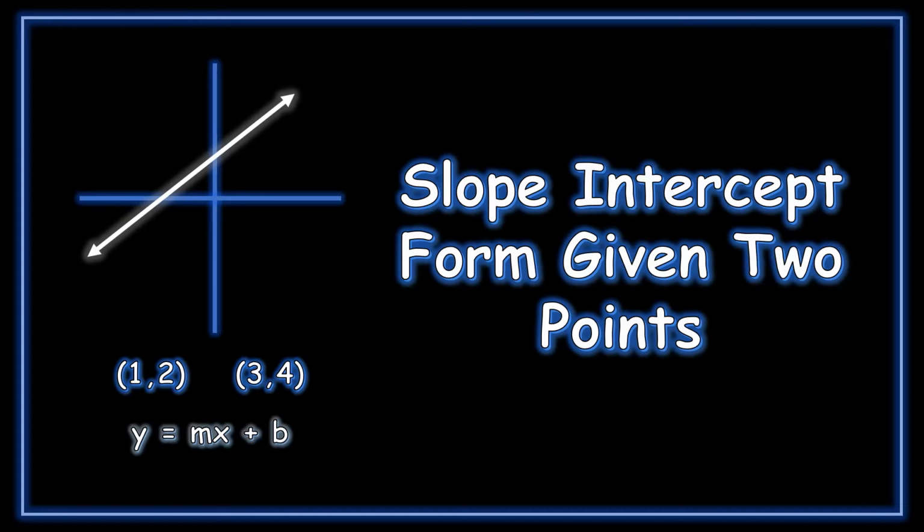In this lesson, we will determine the equation of the line in slope-intercept form when passing through two given points. We will be going over 3 different examples.